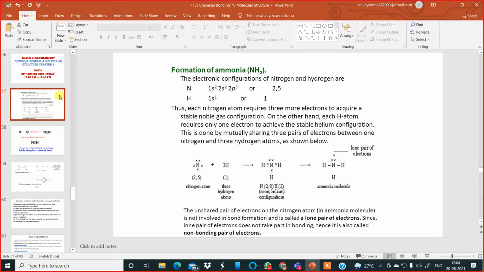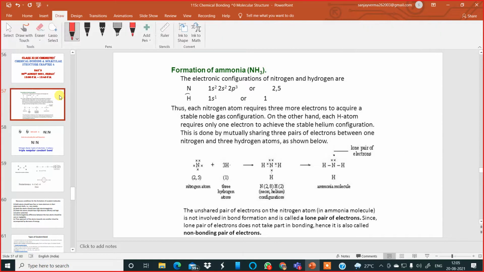Now look at this formation of ammonia. This is a covalent molecule. For the formation of ammonia, we need one nitrogen atom and three hydrogen atoms. Nitrogen electronic configuration is 1s2, 2s2, 2p3, or 2,5. Hydrogen is 1s1, or 1.